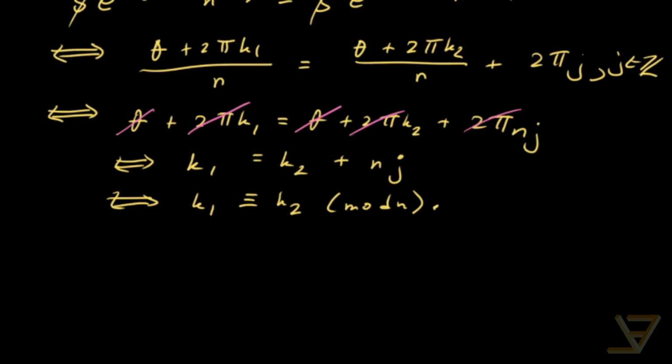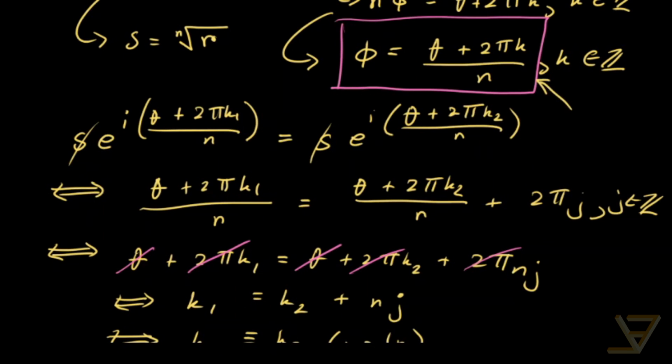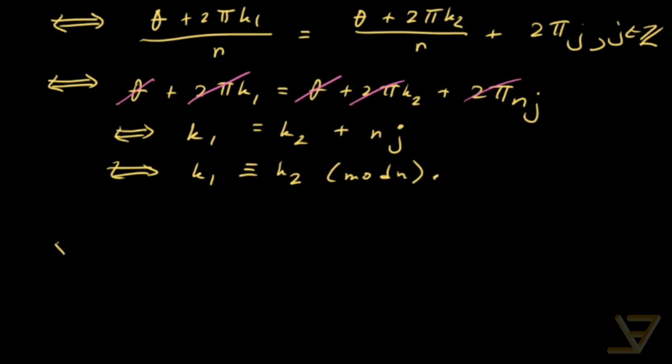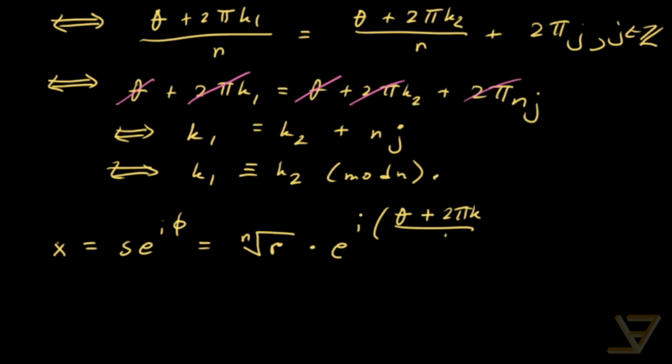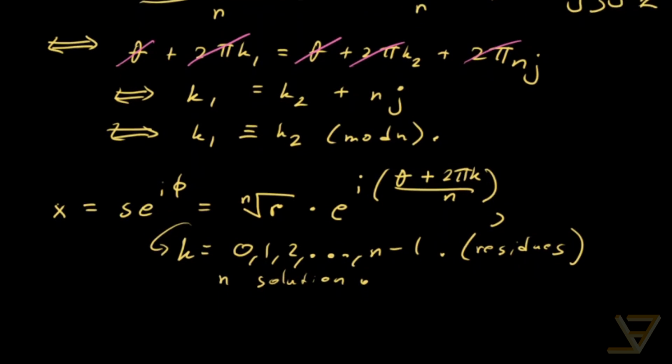So let's look at the solutions. The angle is of this form. So we get that x is equal to s e to the i phi, which is equal to the nth root of r times e to the i theta plus 2 pi k over n for, and this is the key part, k equals 0, 1, 2, all the way through to n minus 1, because those are the least residues modulo n. So there are n solutions. So there are n nth roots of a non-zero complex number.